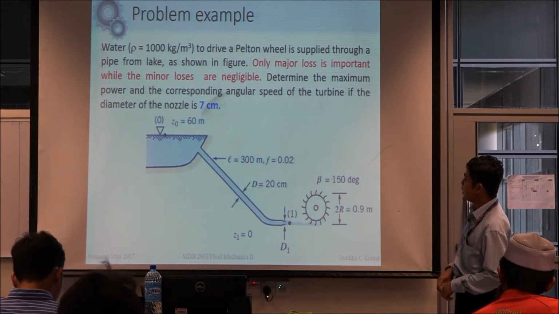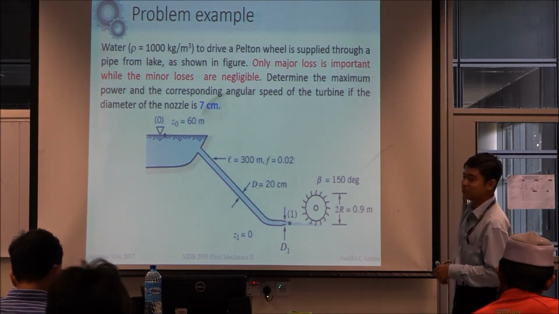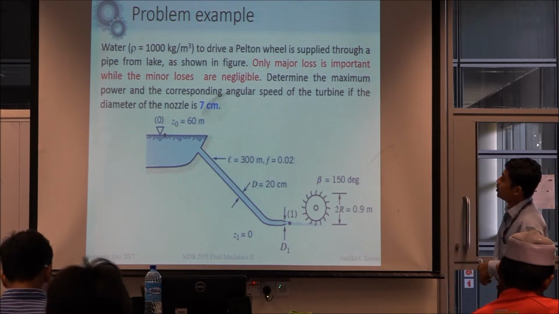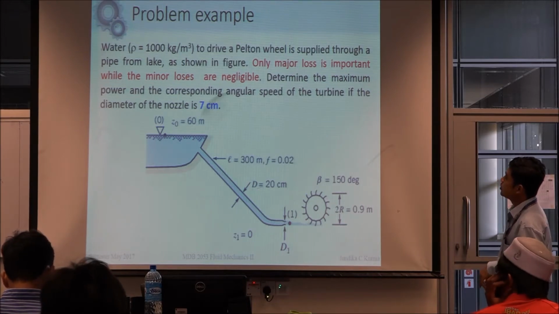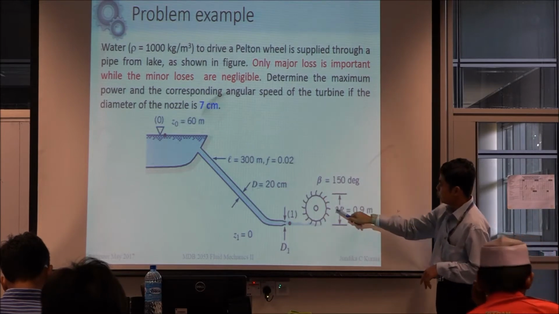This is an example of that. Okay, I will explain it clearly. Pay attention. You have water in the reservoir, and it is used to drive a Pelton wheel as shown in the figure. So 2R is 0.9.